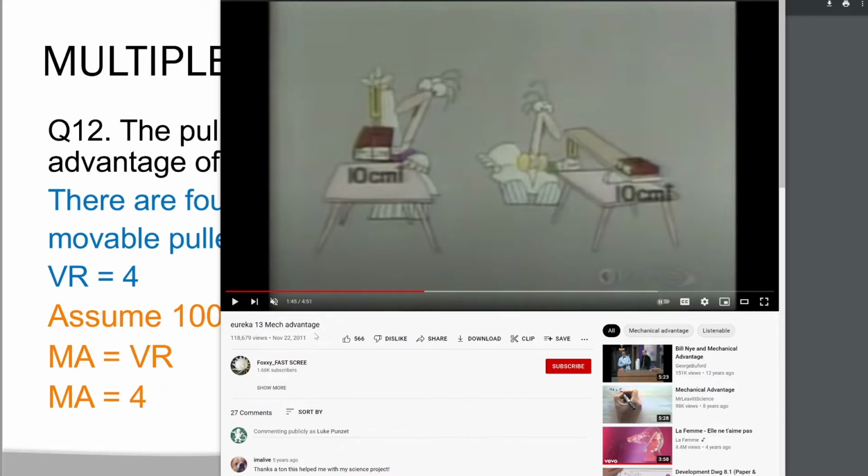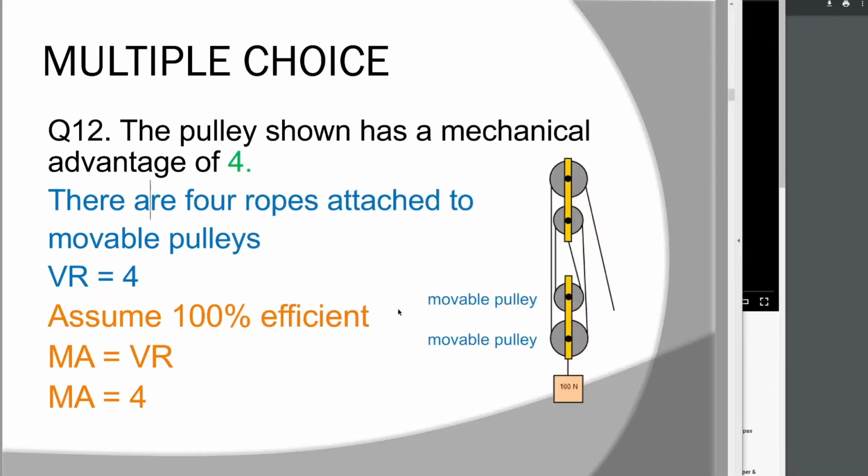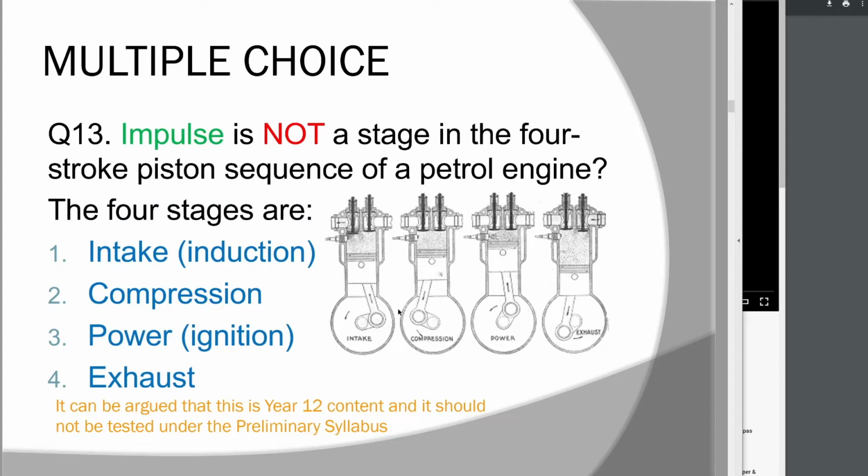And then in the subsequent, I think it's episode 14, they talk about pulleys and they compare a single fixed pulley versus a movable pulley. Okay. Suck, squeeze, bang, blow. So intake is suck, compression is squeeze, power is bang, and exhaust is blow.